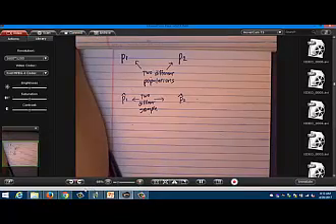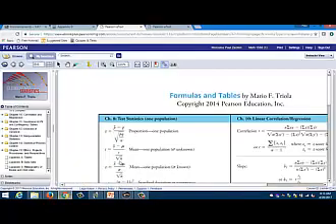Take a look at the formula sheet once again, right? Chapter 8, these are the formulas. And we're only doing the first two on our quiz, right? Let me show you chapter 9 formulas. They're right below.